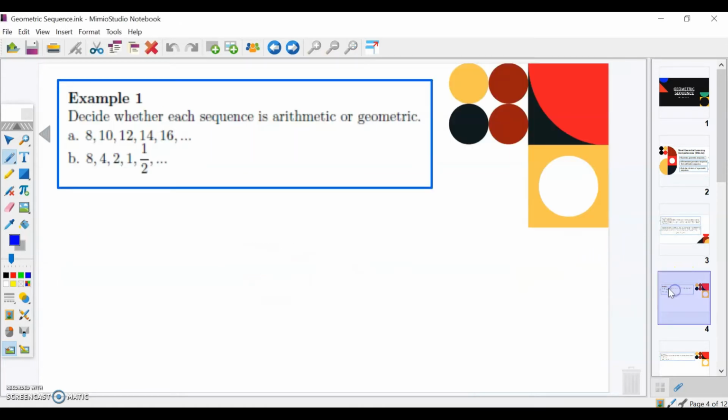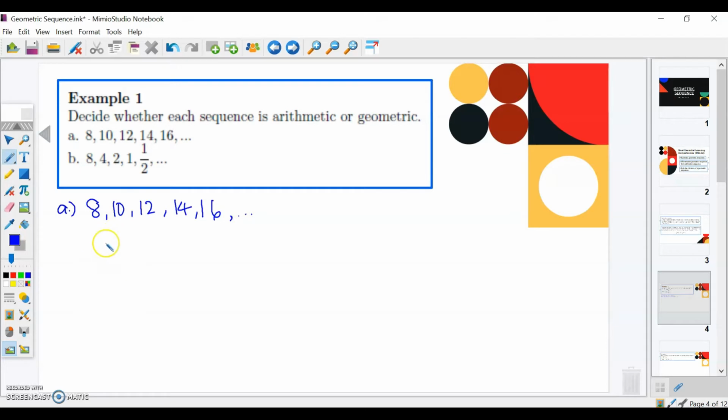Now, let's have another example. In this example, let's determine whether the sequence is an arithmetic sequence or a geometric sequence. Let's have the first one. In letter A, we are given 8, 10, 12, 14, and then 16. Let's check first whether this sequence has a common difference or a common ratio.